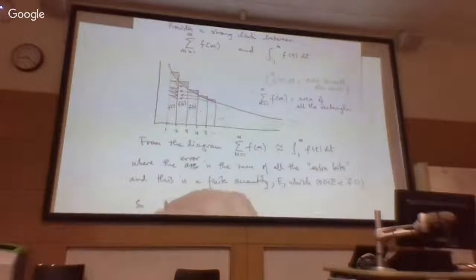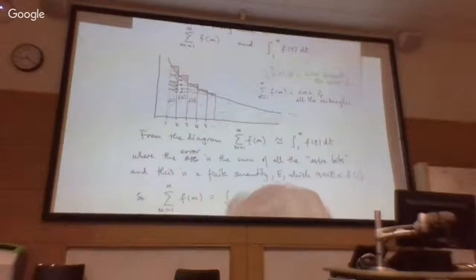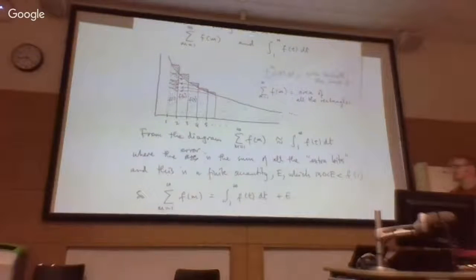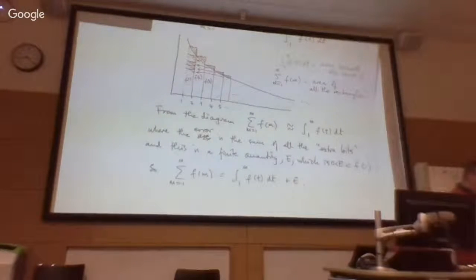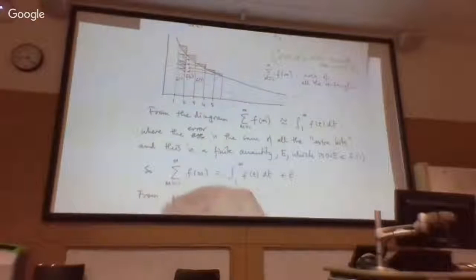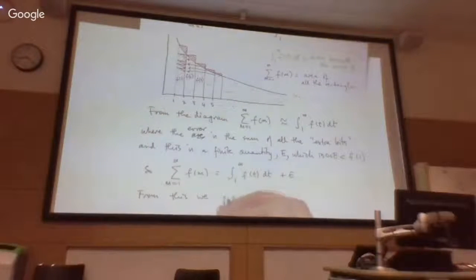So we can say that the sum of our infinite series, which is just the area of all the rectangles, is equal to the integral of the function plus E, the error. Okay. And E is definitely a finite quantity. And from this we get the link between the convergence properties of the summation and the integral.